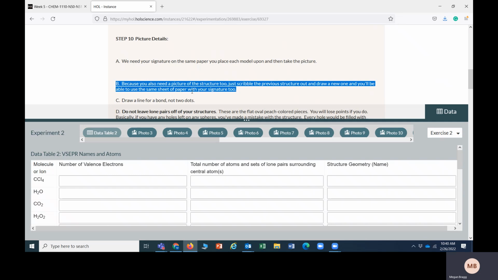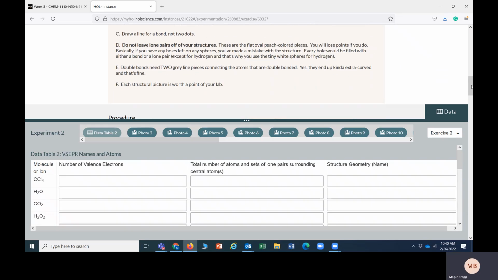So maybe if you spread them out on your paper, then you can just set the model you design right by it and make sure you sign under every one of them if you do it that way. Remember, you draw a line for a bond. Don't use two dots, lines, or bonds. Don't leave the lone pairs off your structures. Those are those flat, oval, peach-colored pieces. You lose points if the structures you're building don't have those.